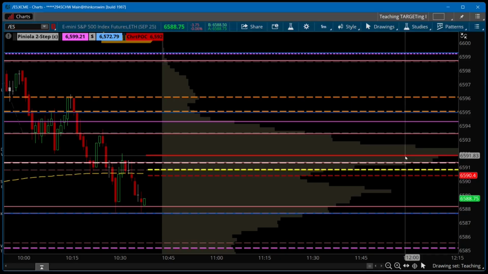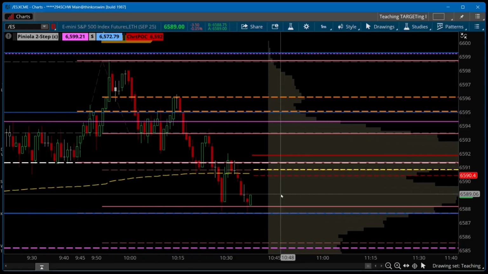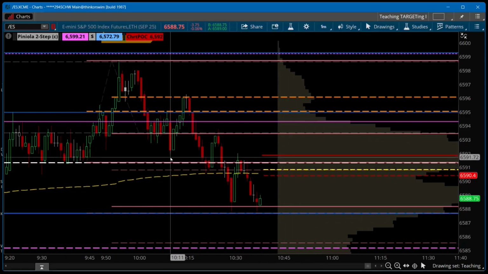The point of control over the 5 days is right here now. The daily point of control is here. You've got the daily VWAP here. A lot of magnetism right here in this area.